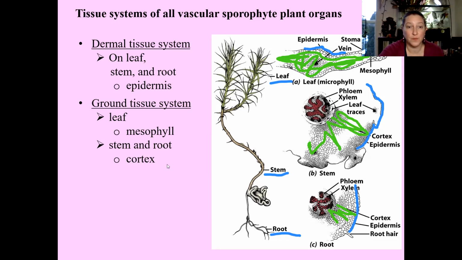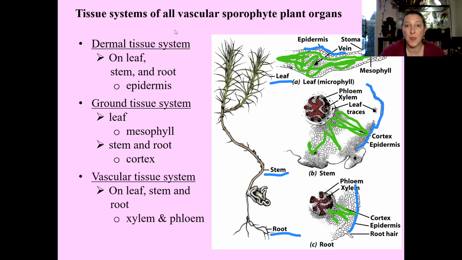And then lastly, your vascular tissue system in the leaf, stem, and roots is xylem and phloem. So I'll use yellow. So in the leaf, the xylem and phloem is going to be located in what's called veins. Vein. In the stem, the xylem and phloem tissue is going to be in what's called the stele, which is a term that we'll cover in a minute. And in the root, same thing, right? Xylem and phloem tissue located there. Okay.